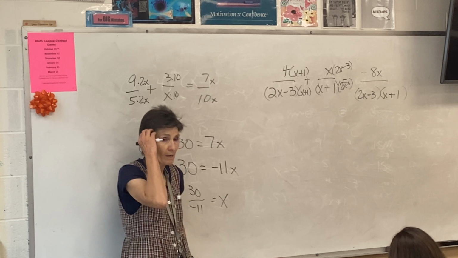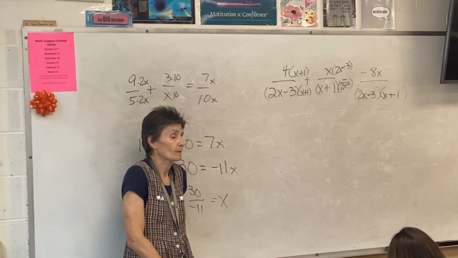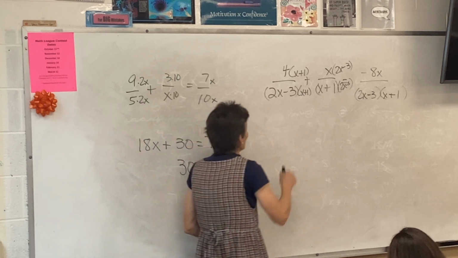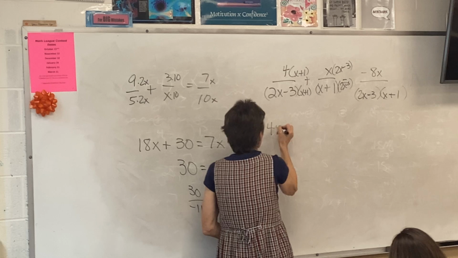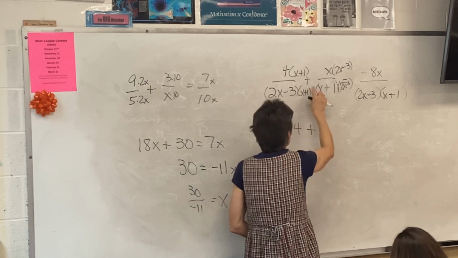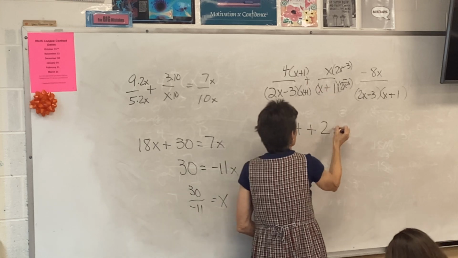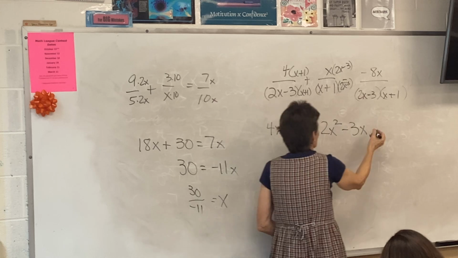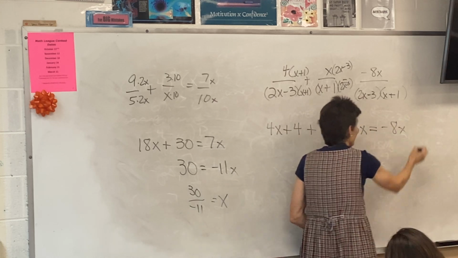Now, are all my denominators the same? Yes. So now, 4x plus 4 plus 2x squared minus 3x equals negative 8x.